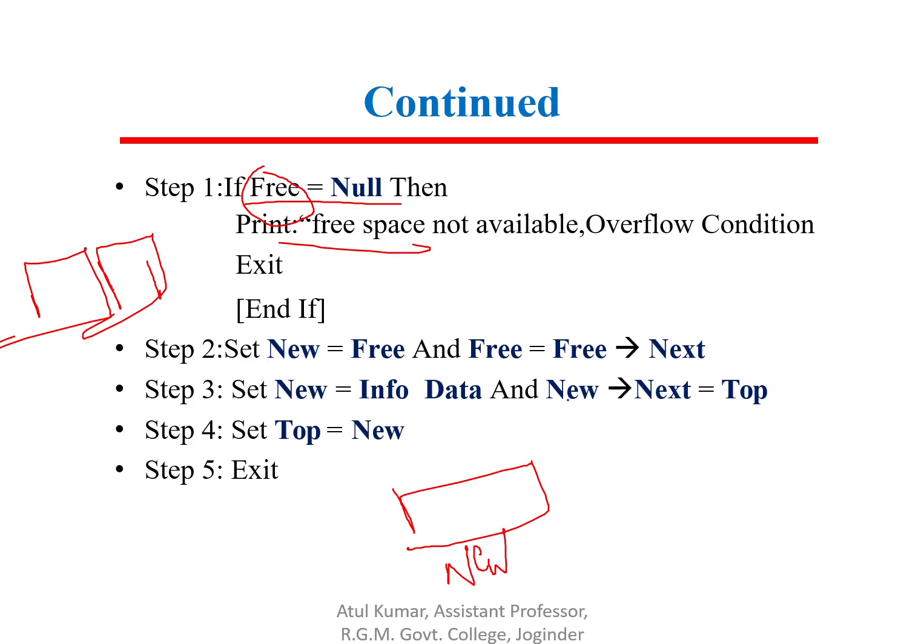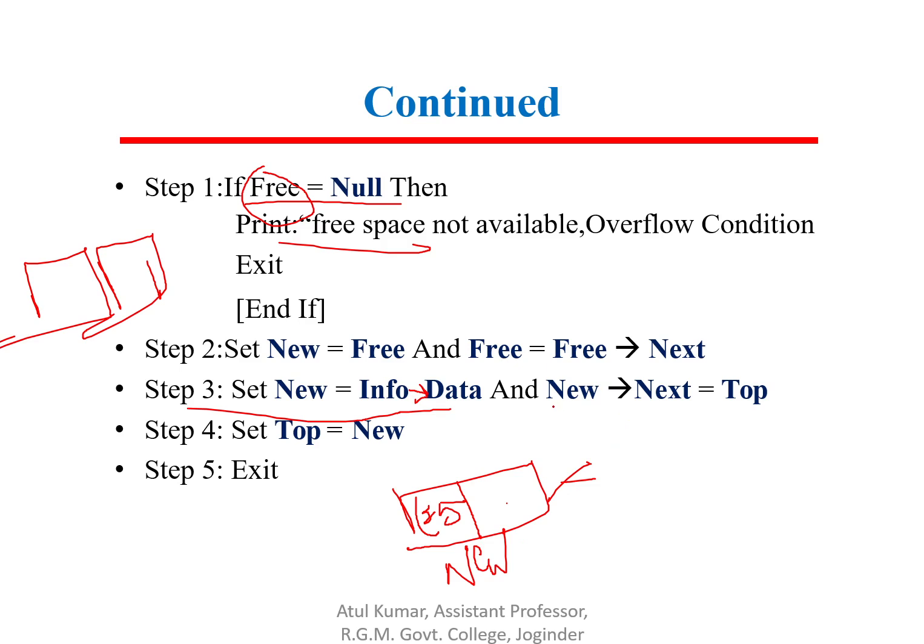In the third step, we all know in a linked list each node has two parts. The first part is the information and the second part is the address pointing to the next node in the linked list. So in the third step we have new's info is equal to data. We add whatever data we want to insert in the stack. Suppose we want to add 35 in this node, so 35 is added in this new node.